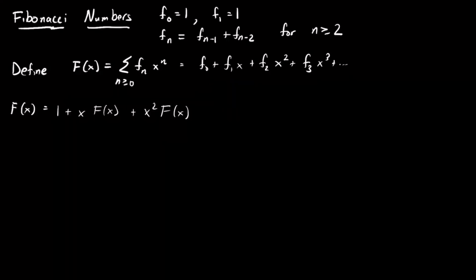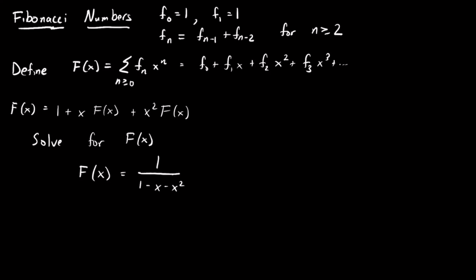Okay, so this is the recurrence that I found. I found that f of x is equal to 1 plus x times f of x plus x squared times f of x. And if I solve for f of x, I actually get this really nice expression. I get f of x is equal to 1 over 1 minus x squared. Okay, so what is this telling me?